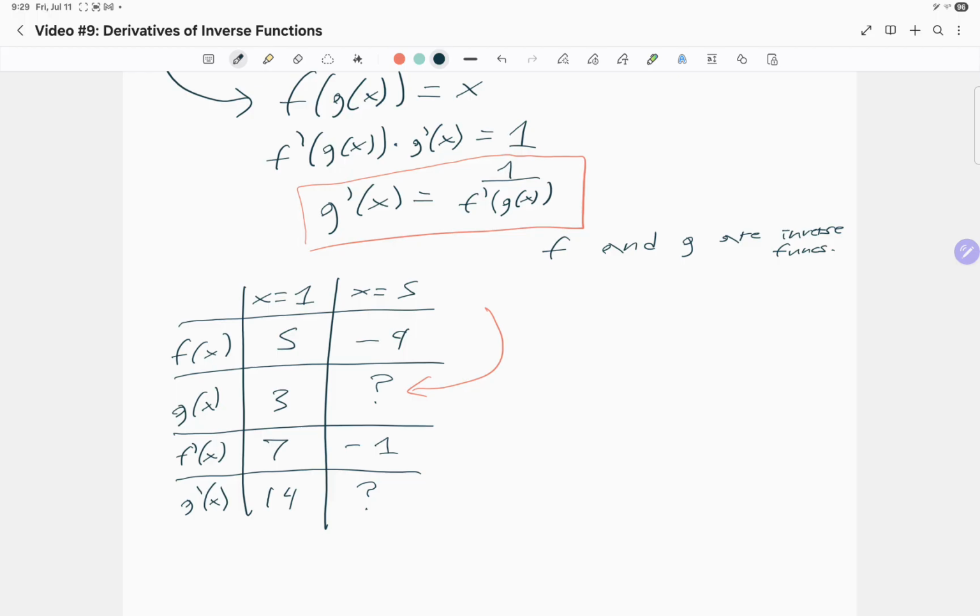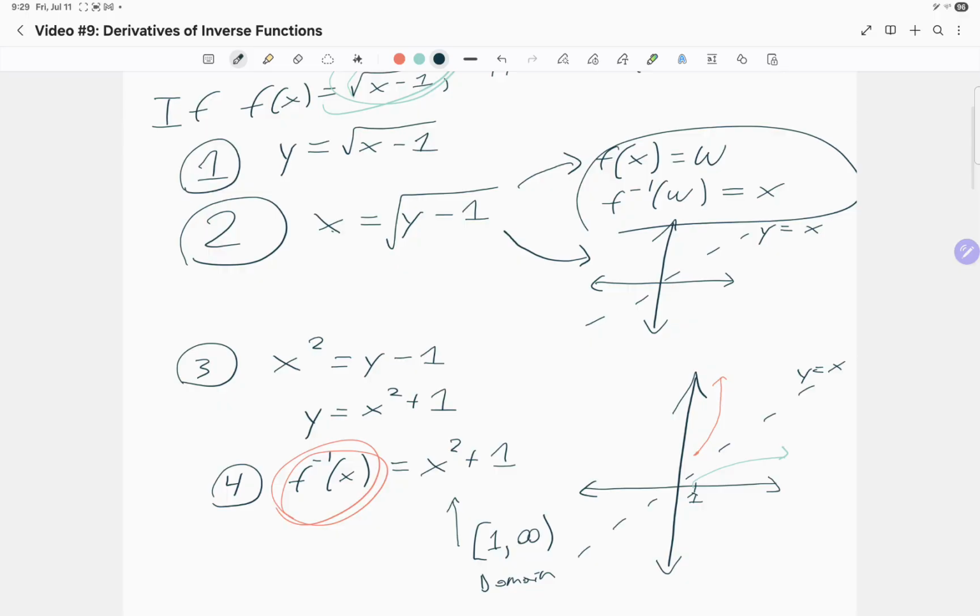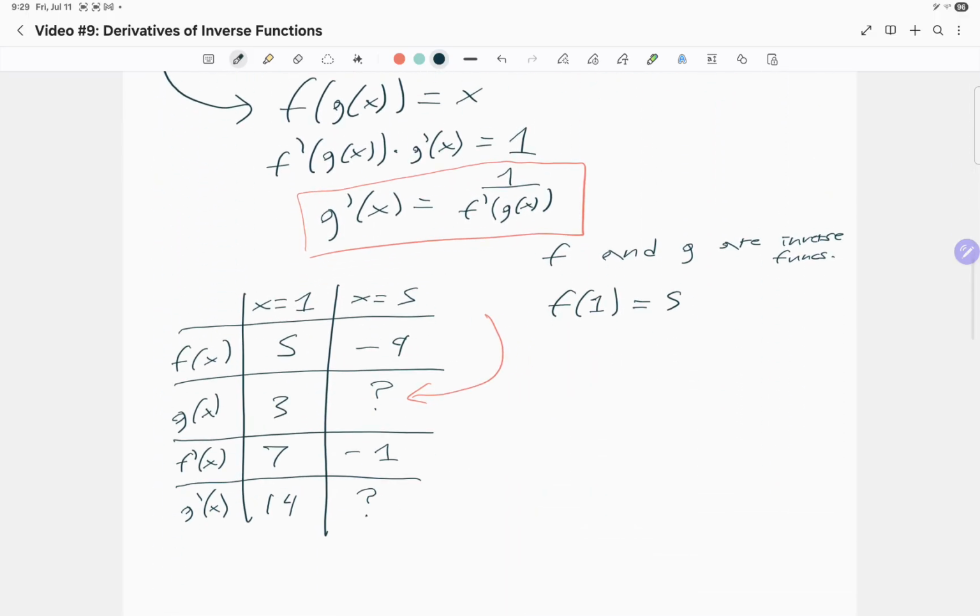Well, I was pretty keen in the number choices I made here. We know that according to the table here that f of 1, the functional value for f at x equals 1, equals 5. So because f and g are inverses, this property that I stated up here applies. So g of 5 is equal to 1. So we can get rid of this question mark that I put here and put a 1.